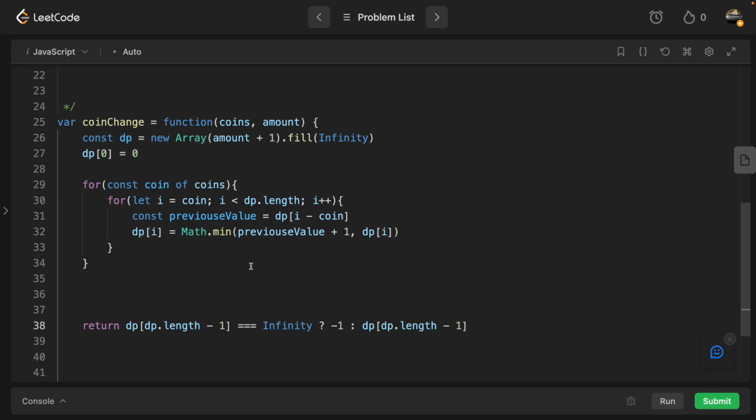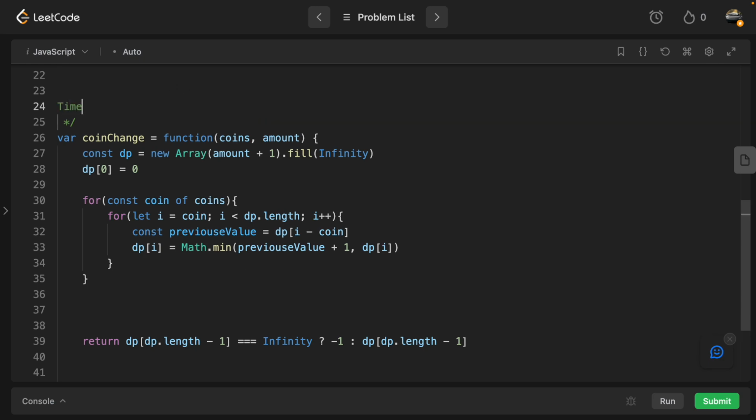What is the time complexity for our implementation? The time complexity is going to be O of C times n. C here is the number of coins that we have for the outer loop, and n here is the amount, which is the inner loop here. What about space? Space is going to be O of n, because we have to create an array with the length of the amount here.